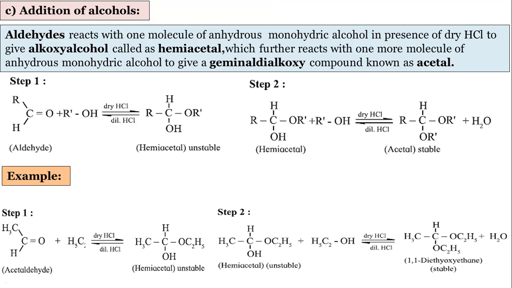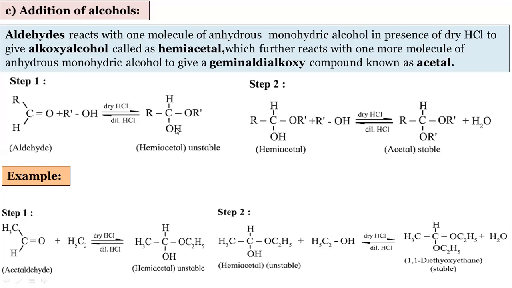Aldehyde reacts with one molecule of anhydrous alcohol. See the general reaction, I will explain. This is aldehyde plus R-OH, this is an alcohol, in presence of dry HCl. The alcohol is used as a solvent. Hemiacetal formation takes place here. See what is meant by hemiacetal, I will explain. Hemiacetal contains this OR group and one OH is there. Such a group is called hemiacetal.